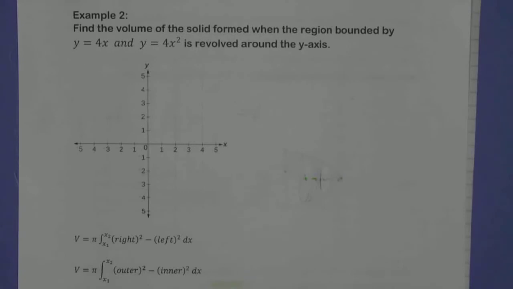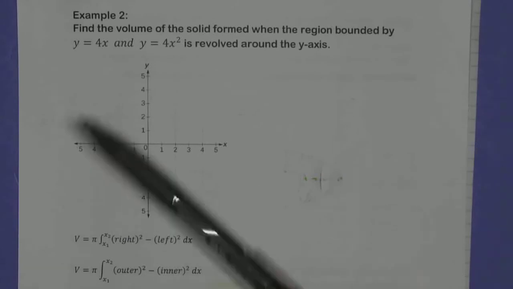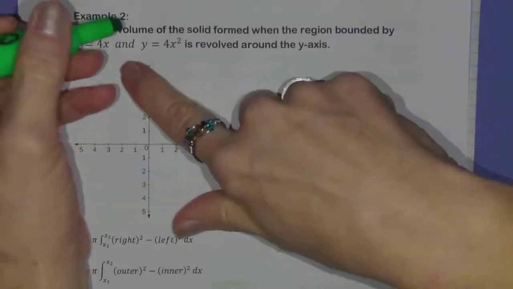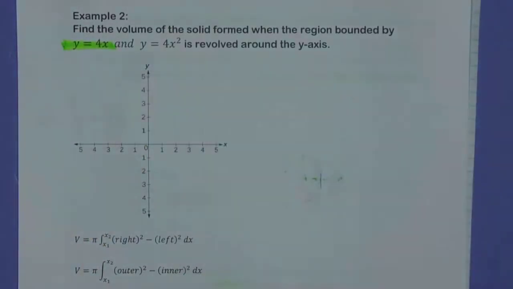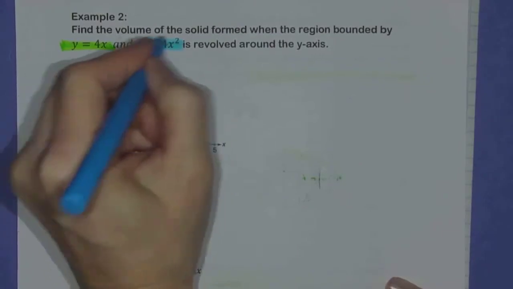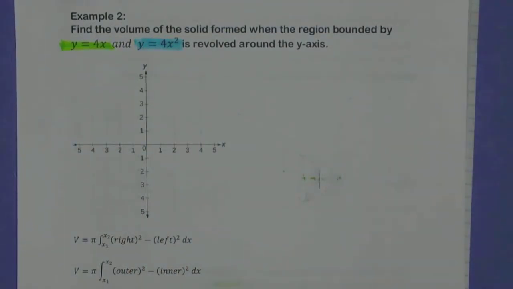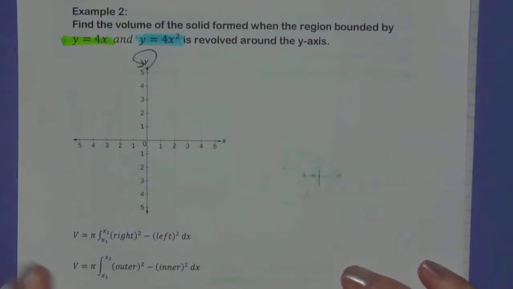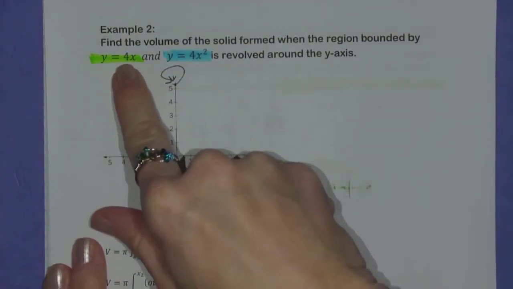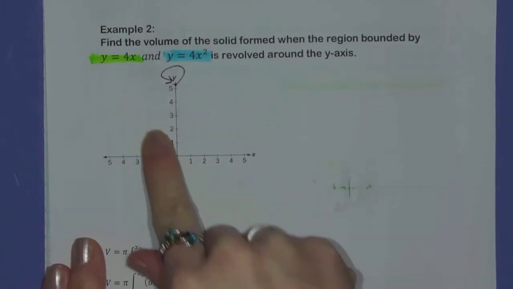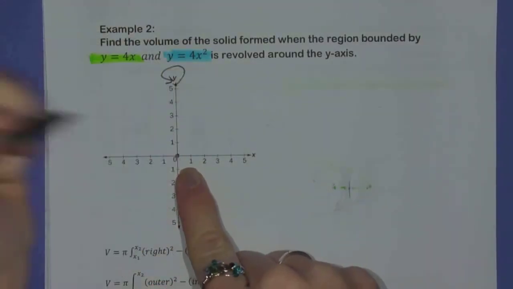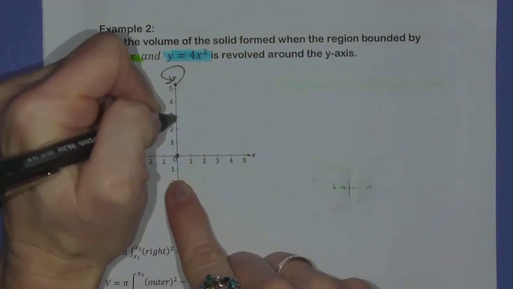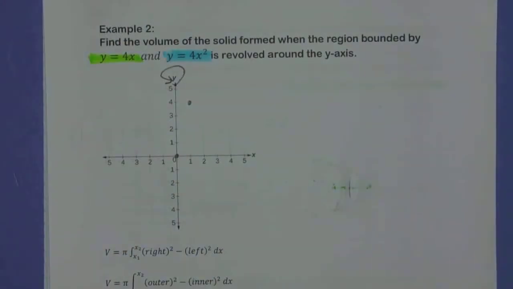So let's start by reading the problem. It says, find the volume of the solid formed when the region bounded by, here we go, y equals 4x, and I'll make blue, y equals 4x squared, is revolved around the y-axis. Okay, show that right there. So let's start graphing. Well, y equals 4x is a linear function whose y-intercept is at the origin with a slope of 4, so I'm going to go up 4 and right 1. So I just kind of have this.